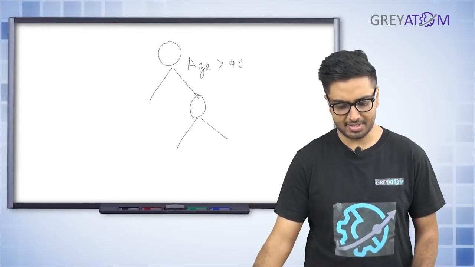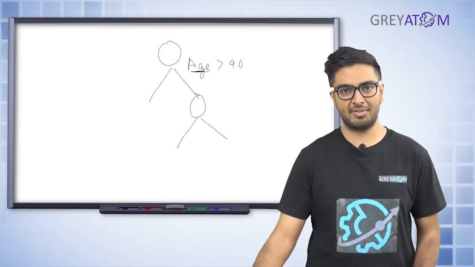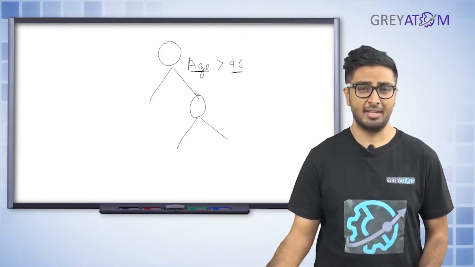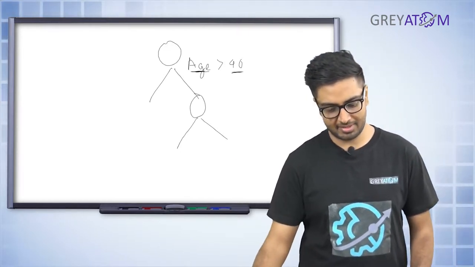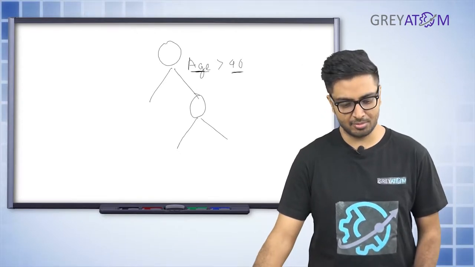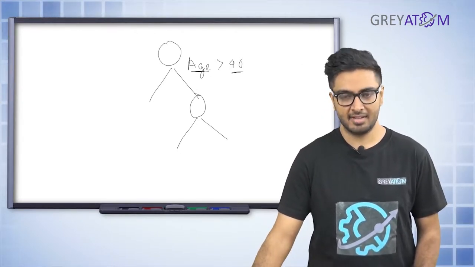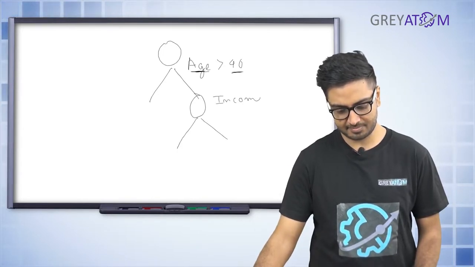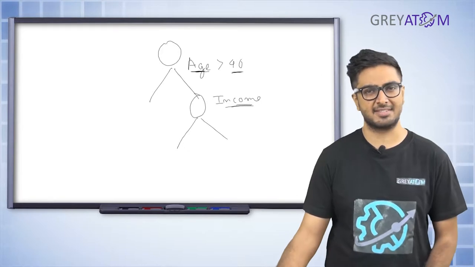So the first question to understand is, how did you even come up with this number, right? How did you even come up with this age number 40? And even more important, how did you come up with the decision that you want to split based on age, right? So you first split on age, then you split here based on income. So how did you even come up with these decisions, right?